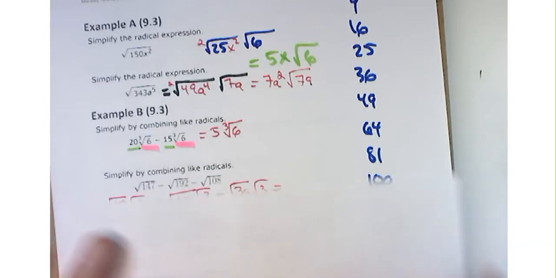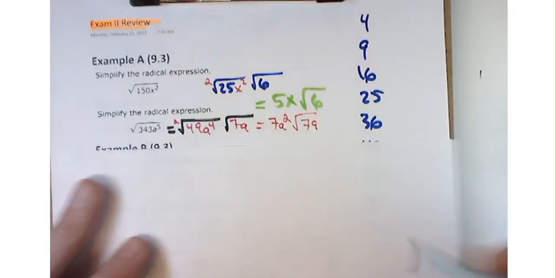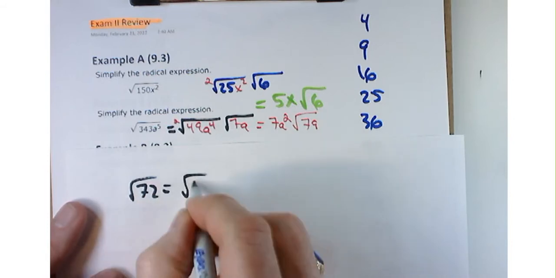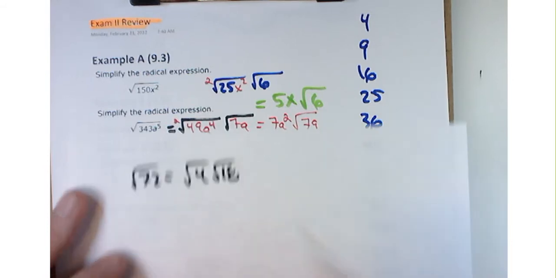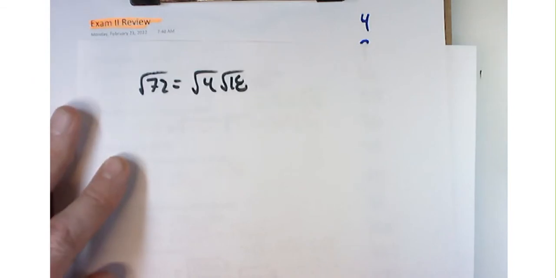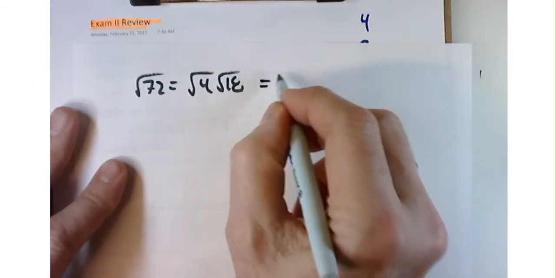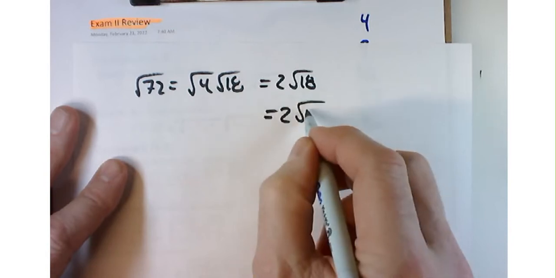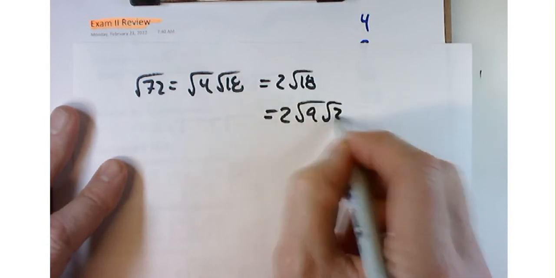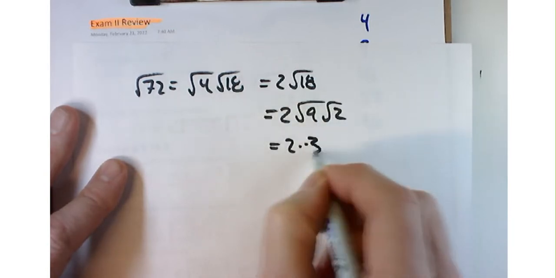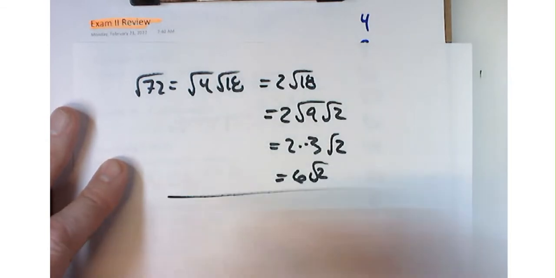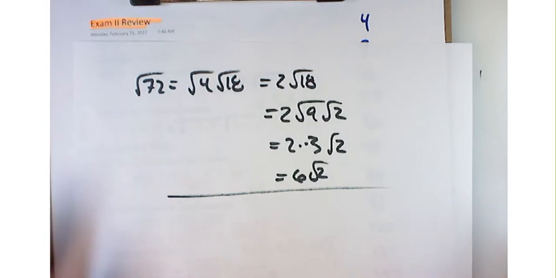Because if you work your way from top down, you say, oh, square root of 72, that's square root of 4 times square root of 18. And you're like, oh, okay, well, then that's 2 square roots of 18. But then you're like, oh, wait a minute, 18 is square root of 9 times square root of 2. So it's 2 times the square root of 3 times 2, or 6 square roots of 2. And that's fine, that's the right answer.